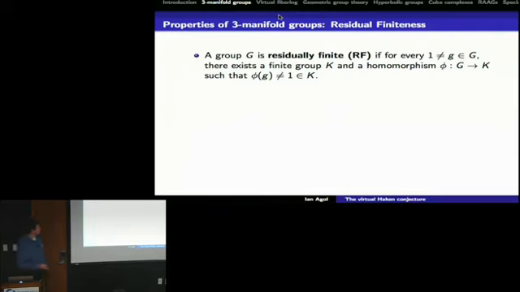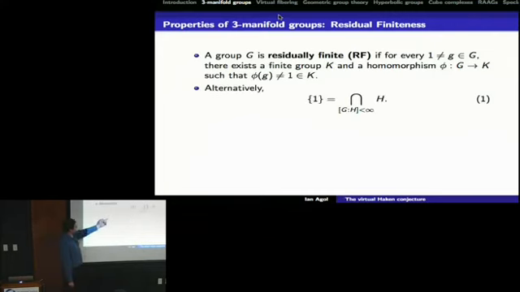Okay, so first I want to talk about a few properties of groups. Residual finiteness: a group G is residually finite if for any non-trivial element, there's a finite group K and a homomorphism from the group G to the finite group K such that that element is not equal to the identity. So you can separate any element from the identity in some finite quotient. Another way of describing it is if you take the intersection over all the finite index subgroups of G, then you get the trivial subgroup.